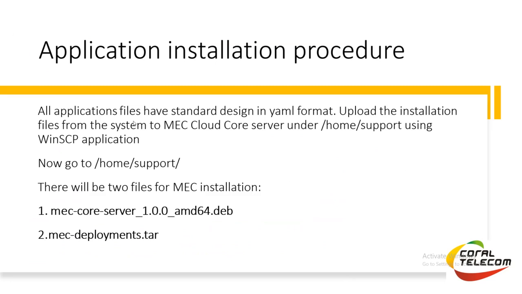So this is all we discussed about the architecture. Now we are moving to the deployment side. What type of applications, and how we code the application, which we can use to run the application. So this is one application that we have developed, the MEC core server, and one is the MEC deployment tar. These are the bundle of the application that you need to install on the MEC servers.